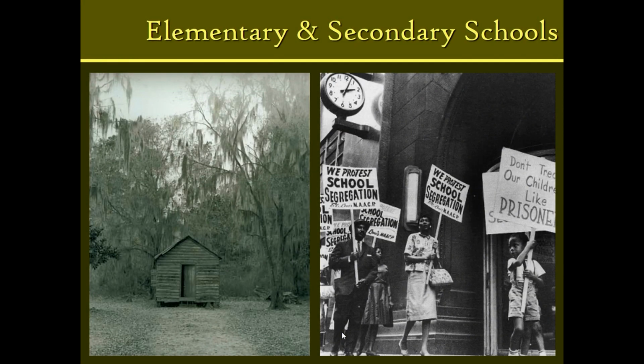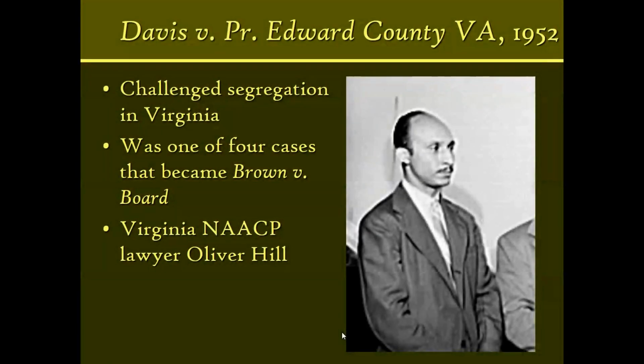Elementary and secondary schools. Davis versus Prince Edward County, Virginia, 1952, challenged segregation in Virginia. This is actually one of the 4 cases that become known as Brown v. Board of Education. Virginia NAACP lawyer Oliver Hill, who we saw in the previous picture, will be leading this case.